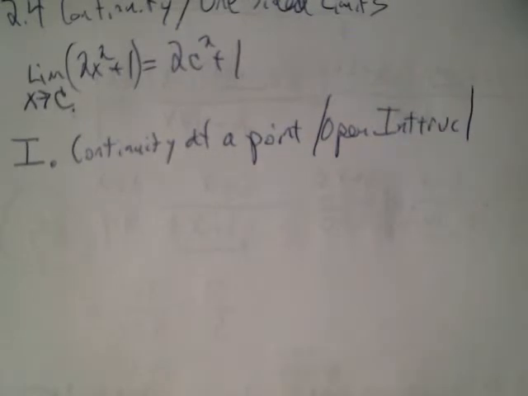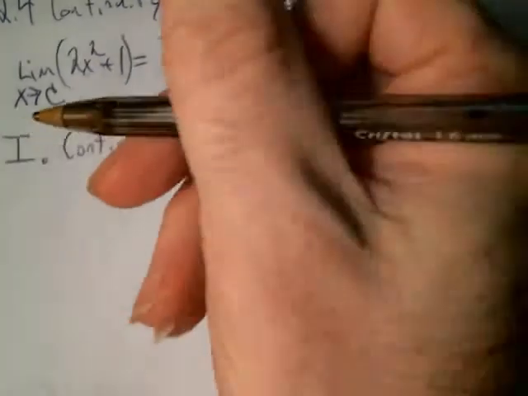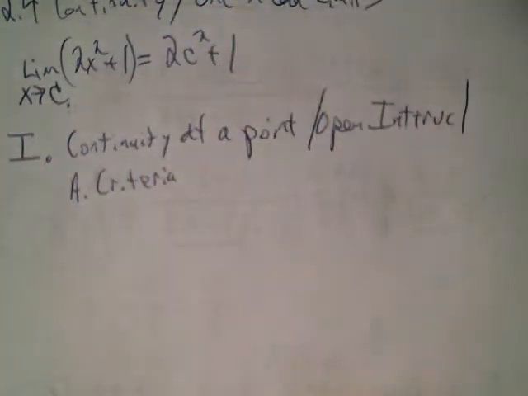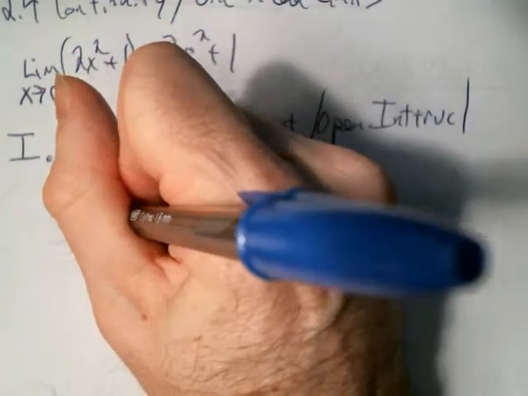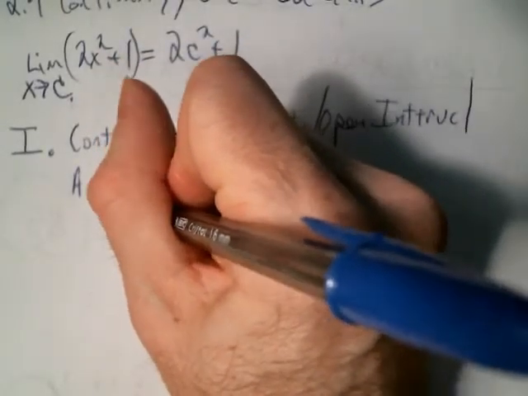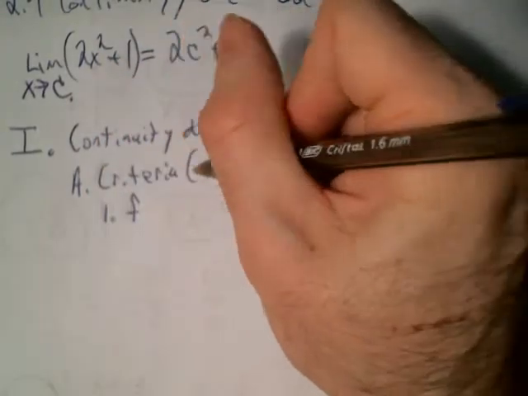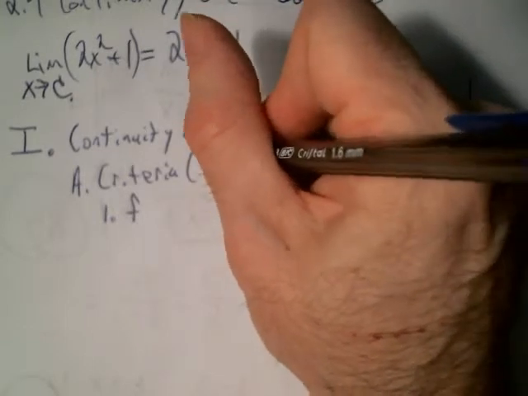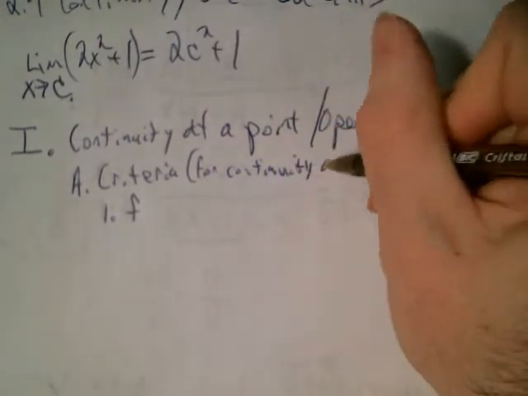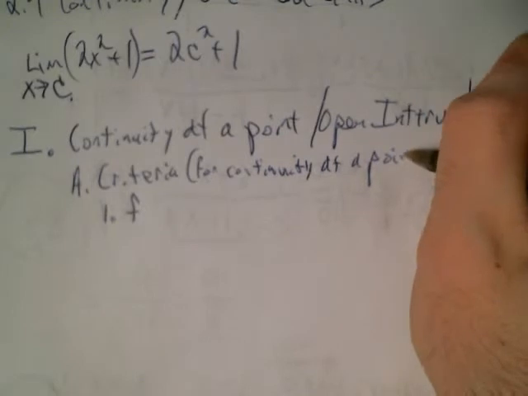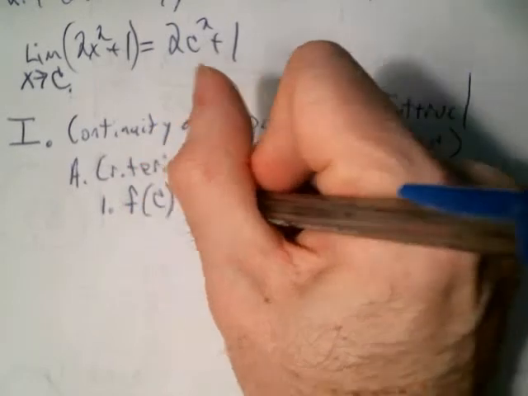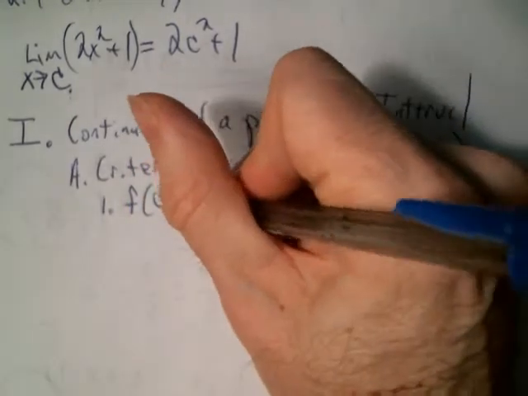And the way the book will introduce it is via these three criteria. I think the third criteria is the most important, but the first two, for continuity at some point, we'll call it c: first, we require that the function is actually defined at c. So f of c is defined.